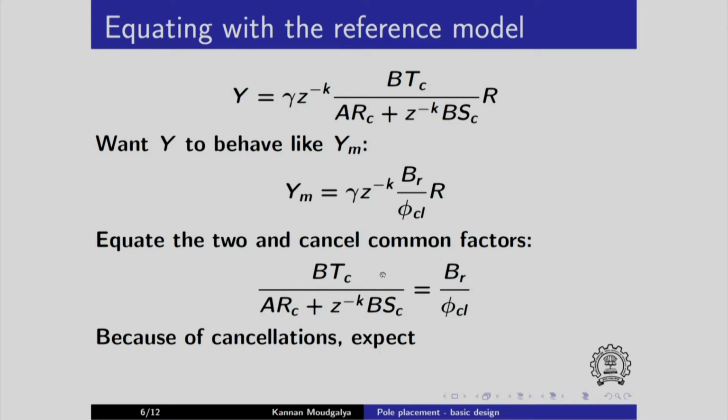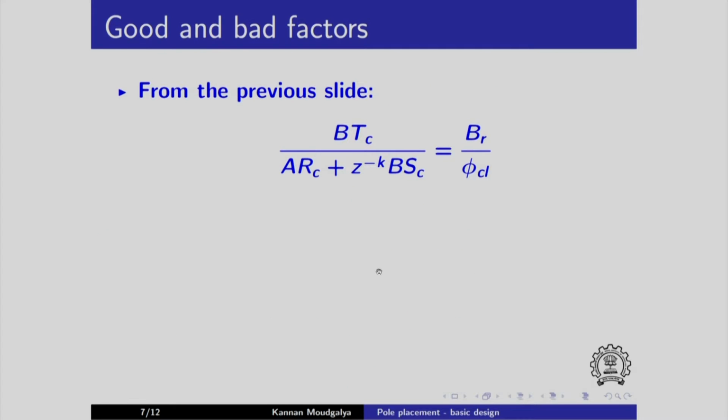We expect some cancellations between numerator and denominator. So as a result, we expect the degree of BR to be less than the degree of B. That is one reason why we have written it as BR. You can think of this R as reduced as well. So now we will introduce the notion of good and bad factors.